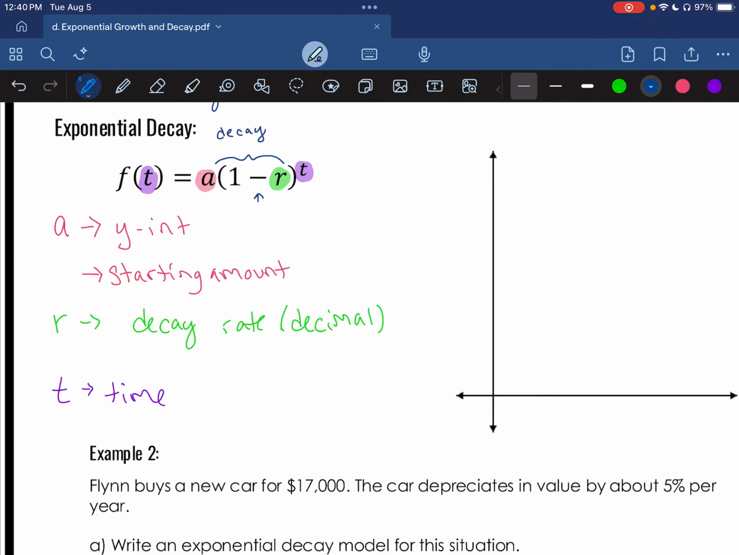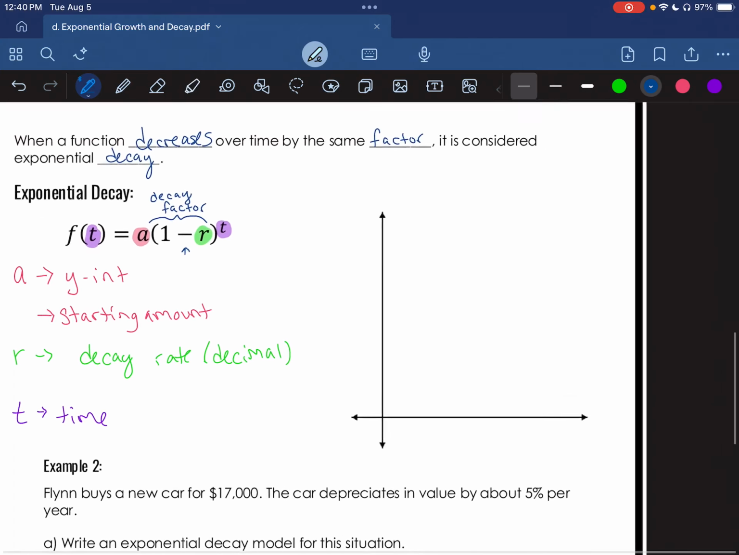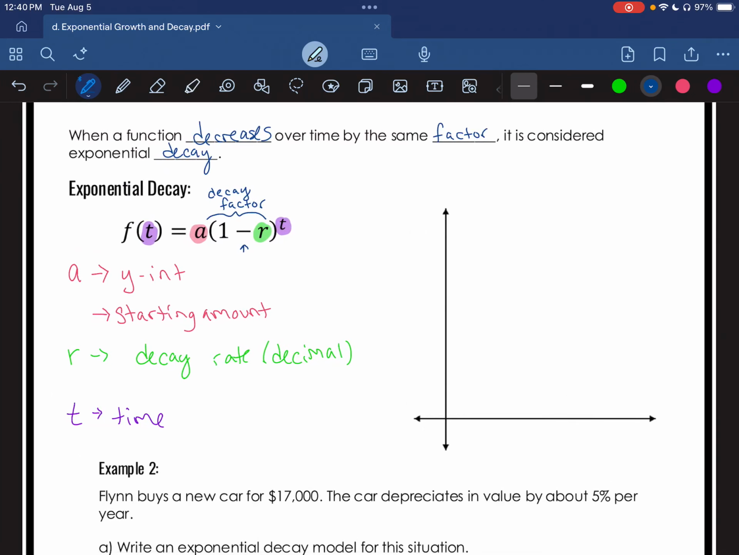So if I were to draw the graph for this guy, the decaying function, so this is still t for time, the input, and where it crosses over is the y-axis, is a, our starting amount. Notice how it's just going to get smaller as time goes on.